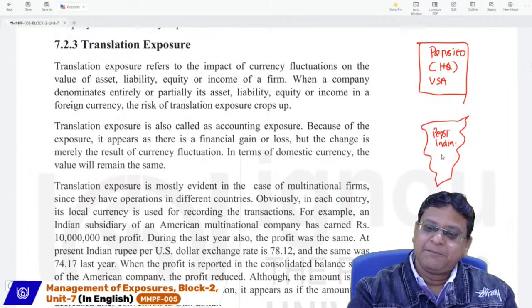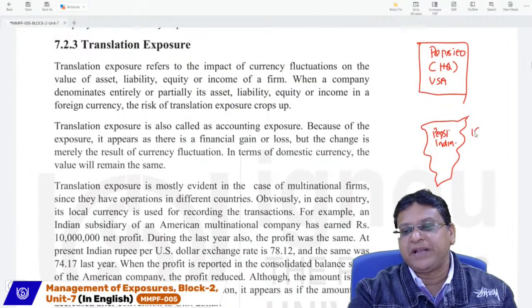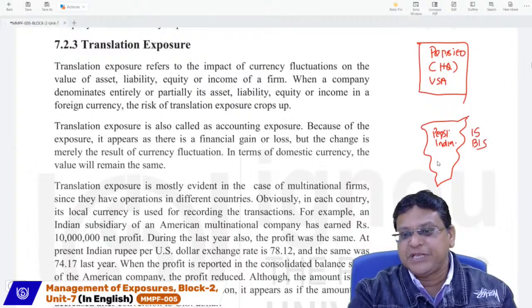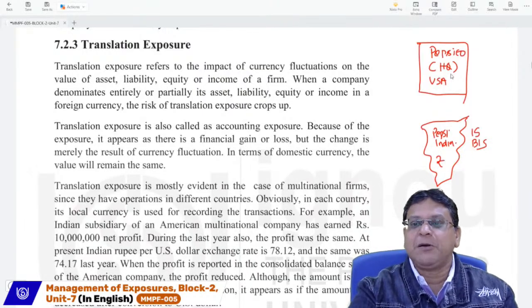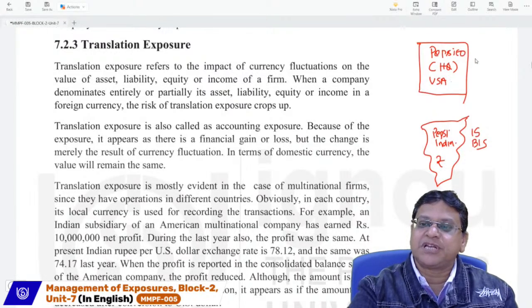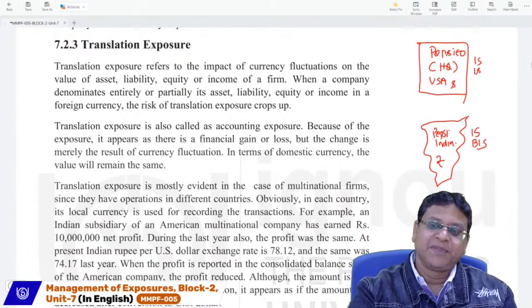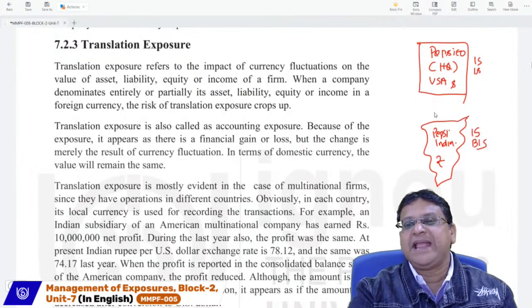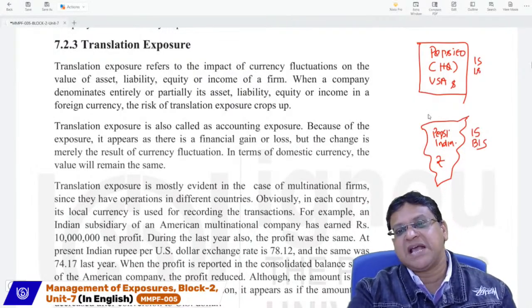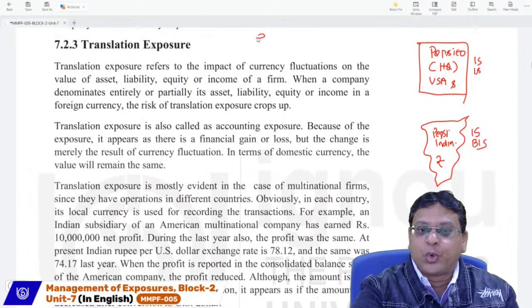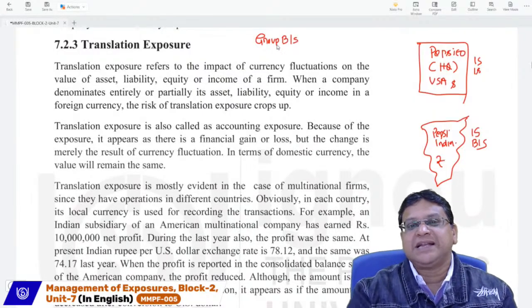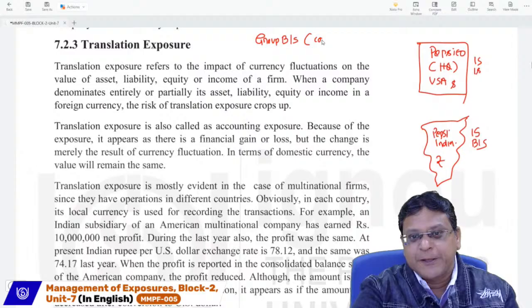Now, Pepsi India prepares its income statement and balance sheet in rupees. But Pepsi Company prepares its income statement and balance sheet in dollars. Pepsi Company has numerous subsidiary companies. Now, at the end of the year, when a Pepsi shareholder wants to know the group balance sheet, what is the group balance sheet? That is the consolidated balance sheet or consolidated financial position.